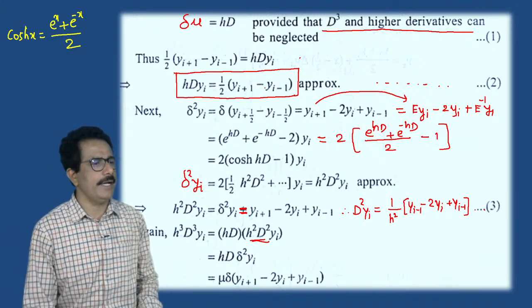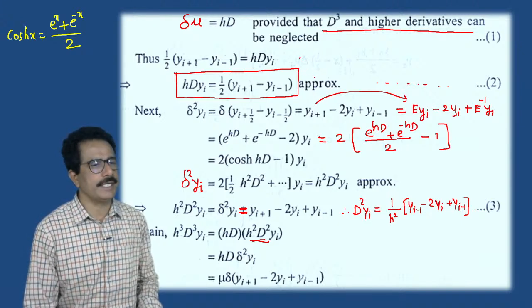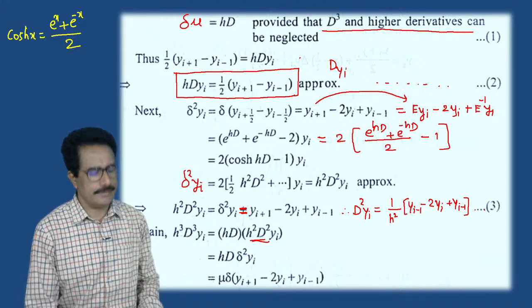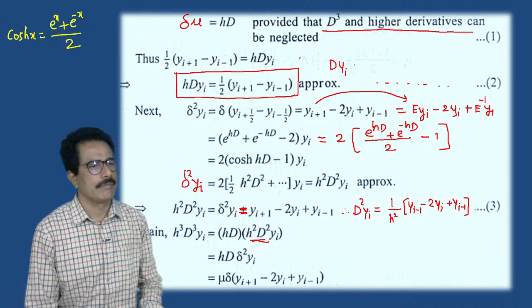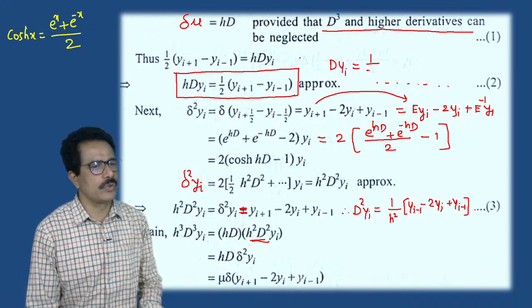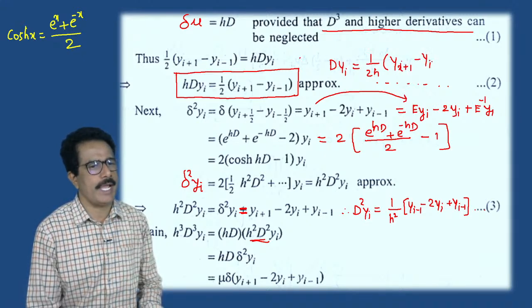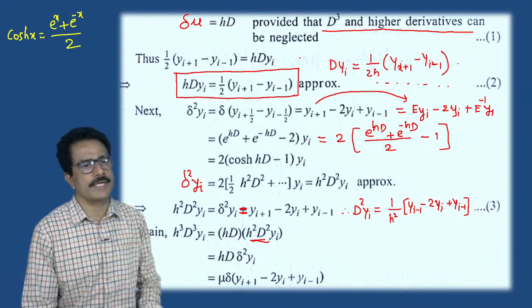Now here, see, hD can be written as Dyi, which is 1 upon 2h into yi plus 1 minus yi minus 1. So this is equation number 2.